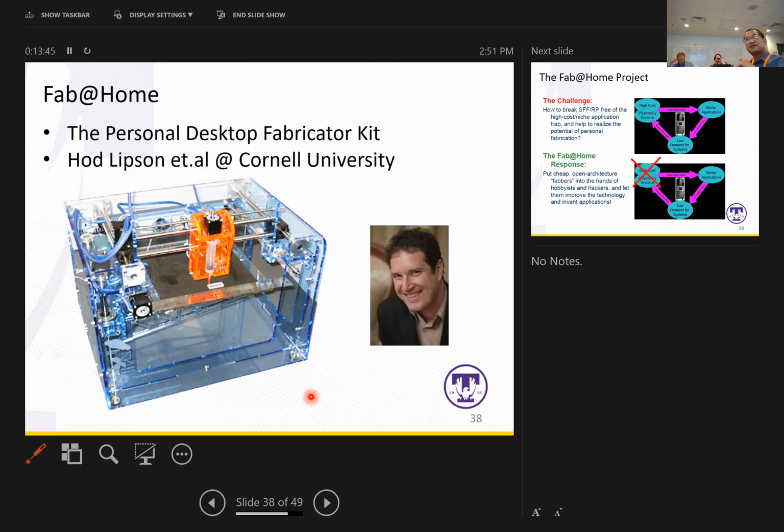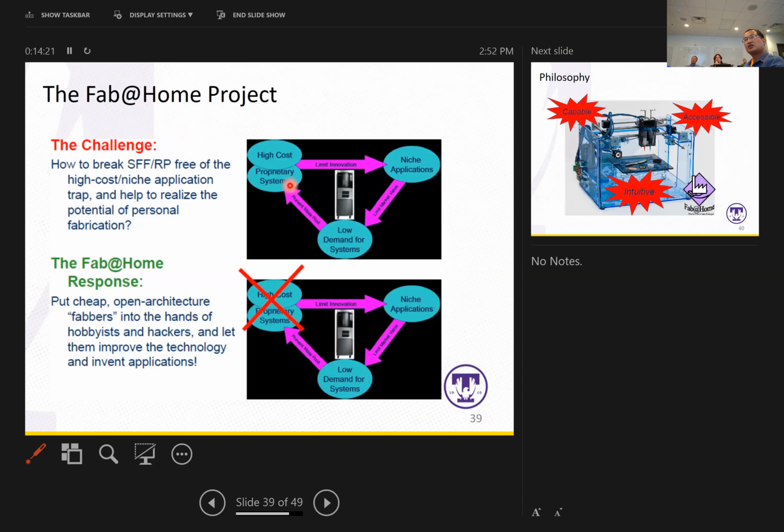Another one is the Fab@Home. It's a personal desktop fabricator kit. And Hod Lipson, who is a professor, right now he's at Columbia, but when he launched these fabricator kits, he was working at Cornell. Basically, that's a DIY kit for people who are willing to spend a little bit of their time fabricating their customized products.